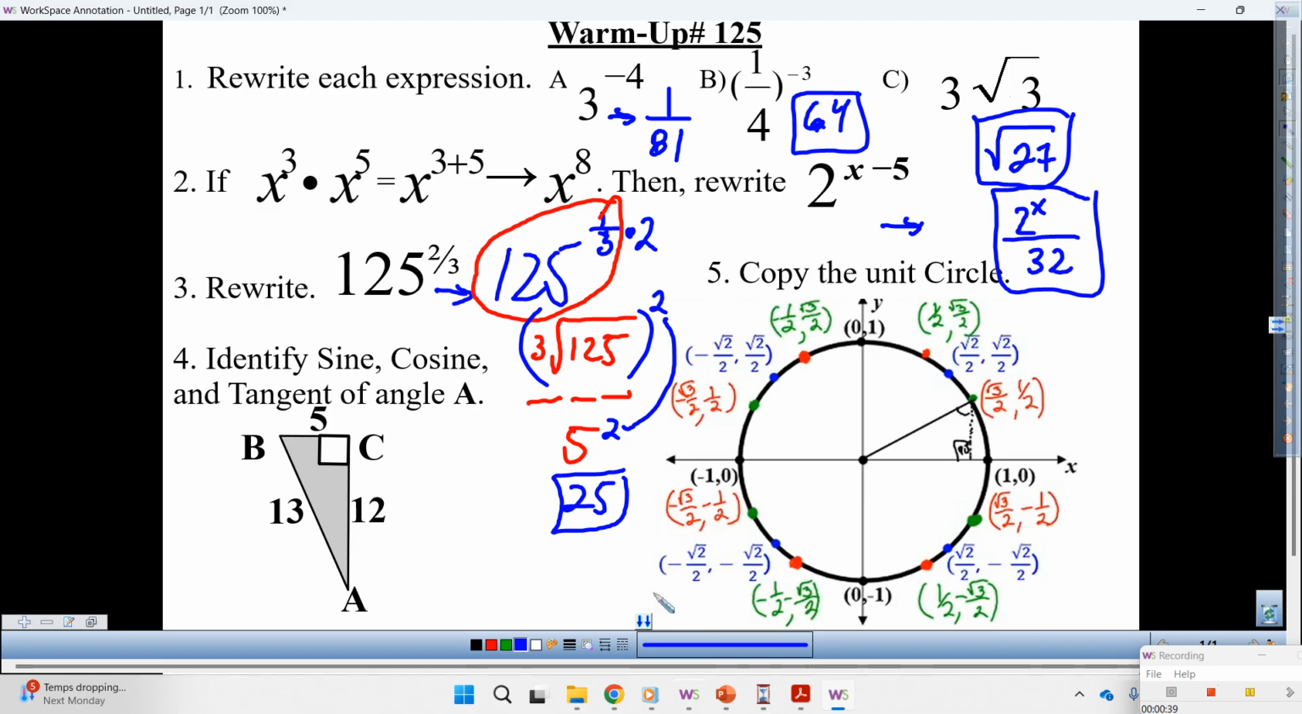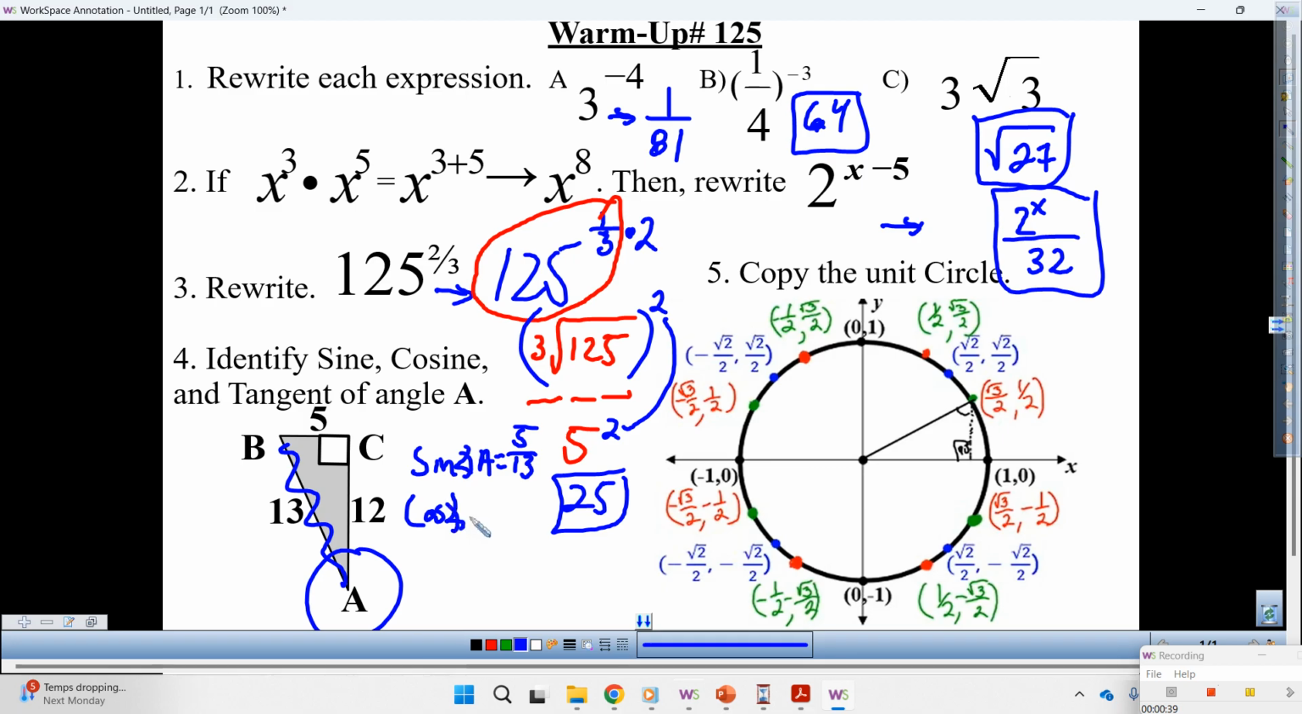25. Number 4, sine of angle A, opposite over hypotenuse. So angle A is right here. What side is opposite to angle A? That side is 5. Over, which is the longest side of the triangle? 13. So that's 5 over 13.